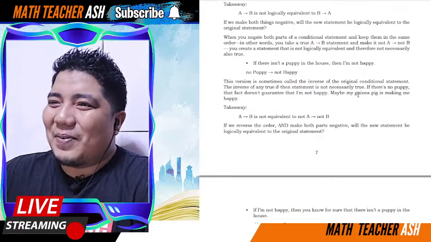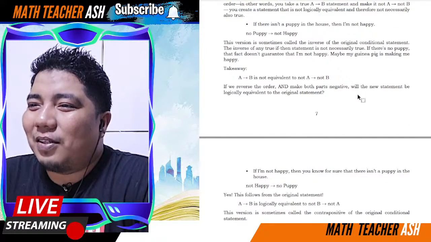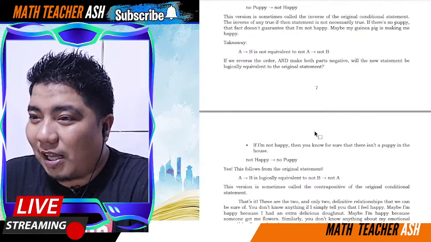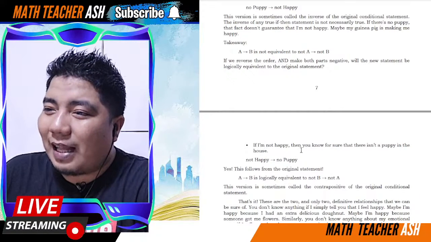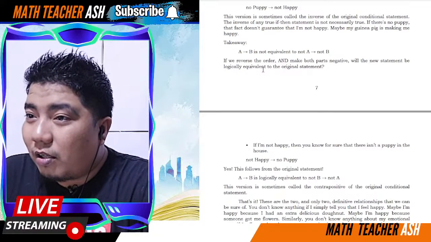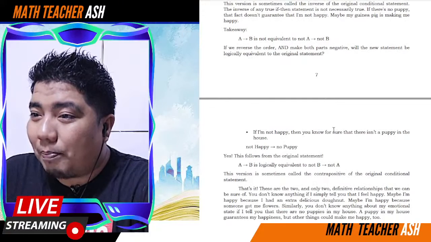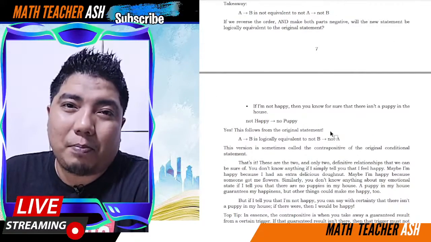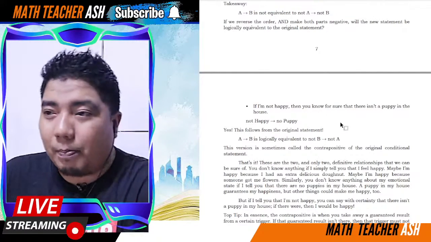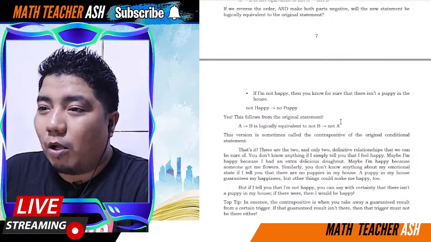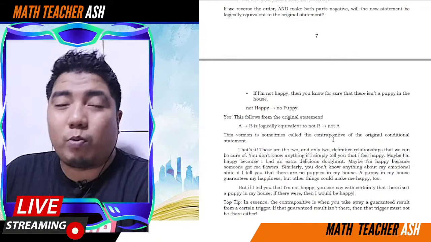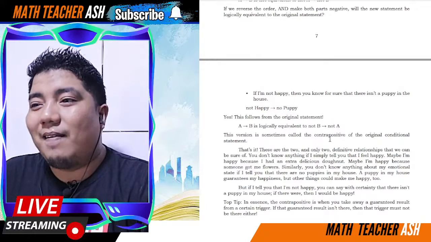Alright, so let's continue. How about if we get the contrapositive? Okay, saan ba ang contrapositive dito? So, if I'm not happy, then you know for sure that there isn't a puppy in the house. Okay, pwede yun. Not happy, no puppy. Oh, yan. Very good. Pwede yan siya. Because, of course, if you're not happy, then there is no way to have a puppy in the house. Okay, pwede yun. So, logically, if A, then B is logically equivalent to not B, then not A.